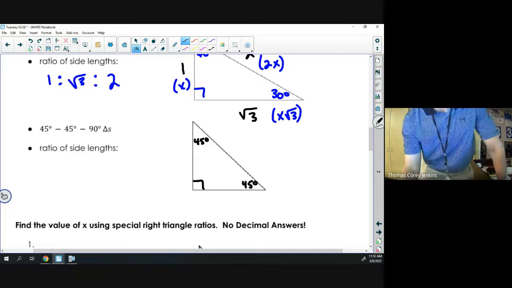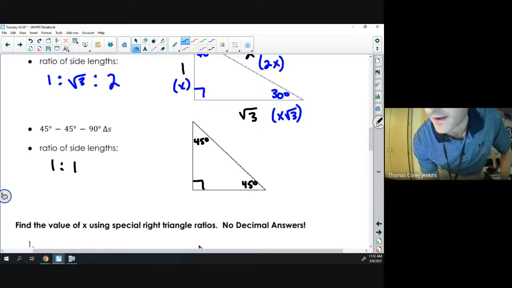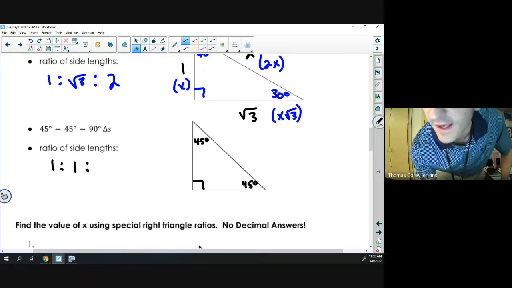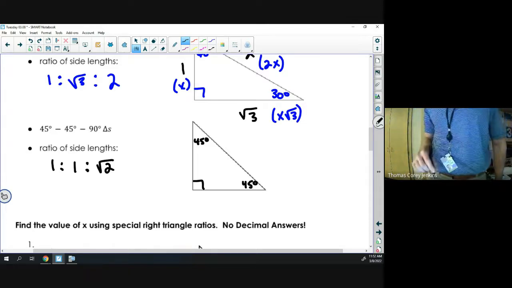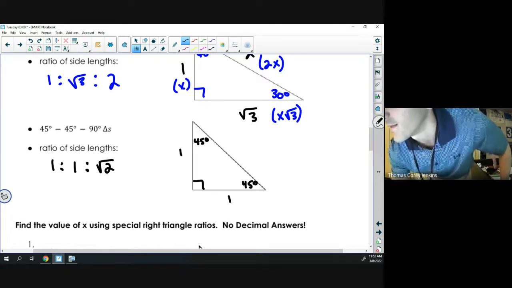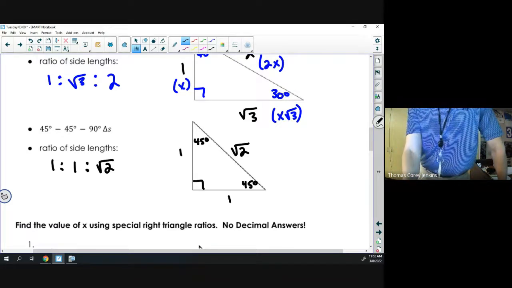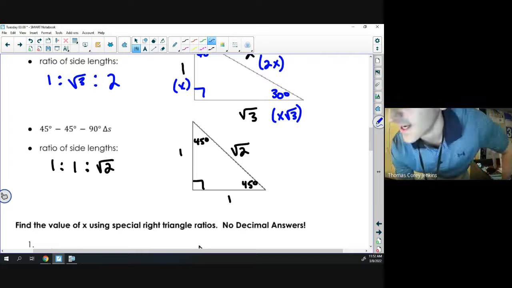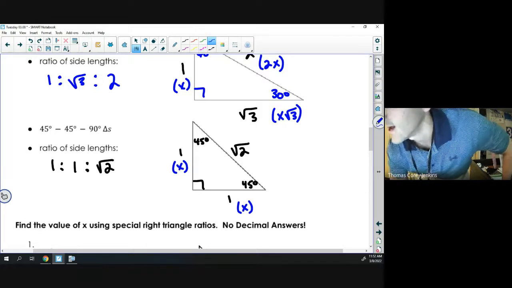So those ratios go as follows. The 45s are the same, so we say those are 1 to 1. And then the hypotenuse, how it relates to those is it's multiplied by the square root of 2. So 1 to 1 to the square root of 2. Okay? So each leg is the same. We'll call it 1 for now. And then the hypotenuse, if those are 1, is the square root of 2. Or again, if we thought about it more algebraically, we could say the legs are both x, and the hypotenuse is x times the square root of 2.